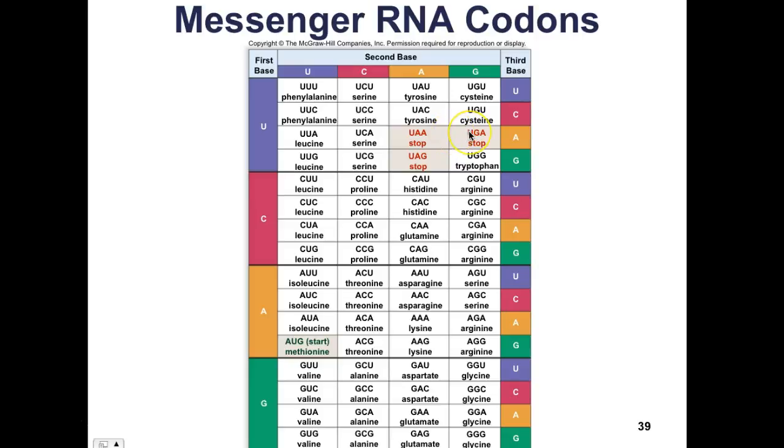The process of translation will continue until one of 3 stop codons come into play. And the stop codons are UAA, UGA, or UAG.